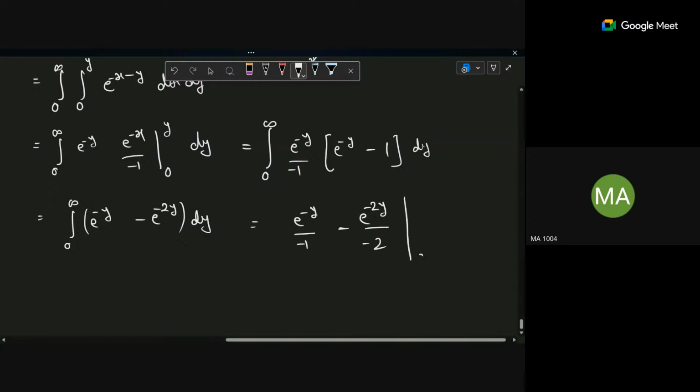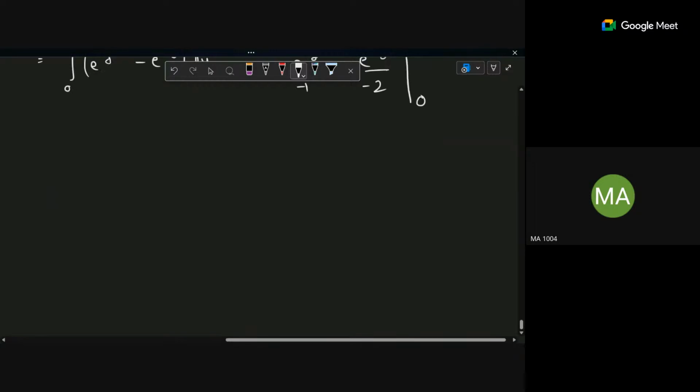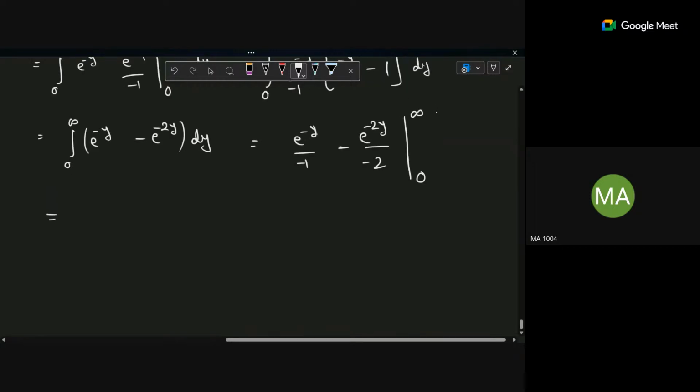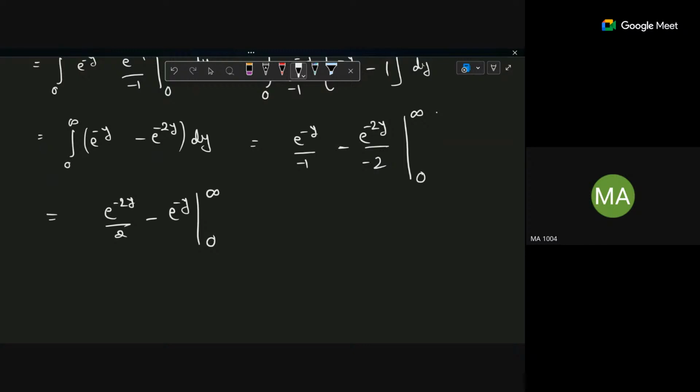The limits are again from 0 to infinity. If someone is confused with the negative and positive signs, the safer side is to first take your positive part. So just take e power minus twice y by 2 minus e power minus y, integral 0 to infinity. Now put infinity. E power negative infinity is 0, isn't it? For the whole term. And 0 minus e to the power minus 2 into 0 divided by 2 minus e power minus 0, so just directly put it as 0, no problem.